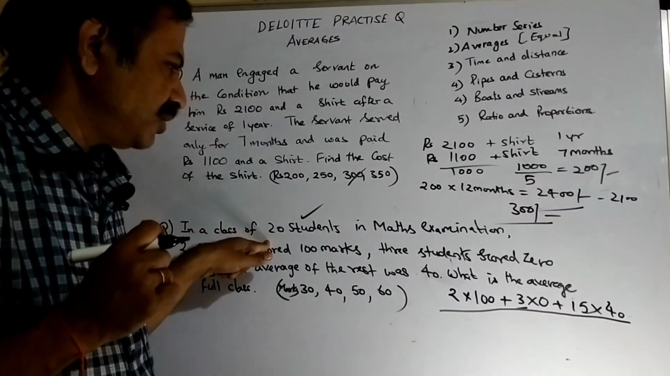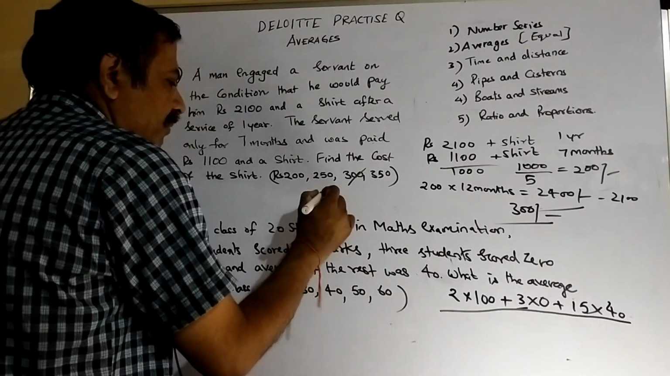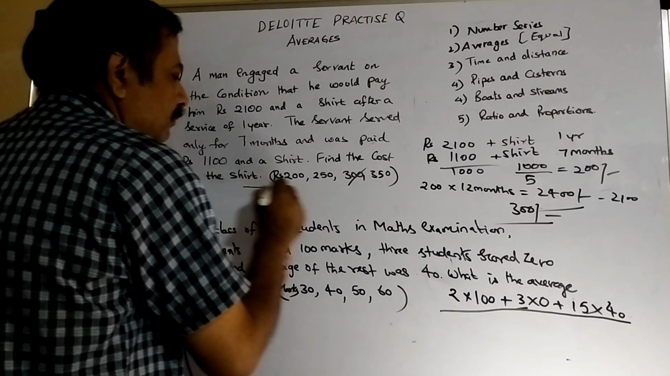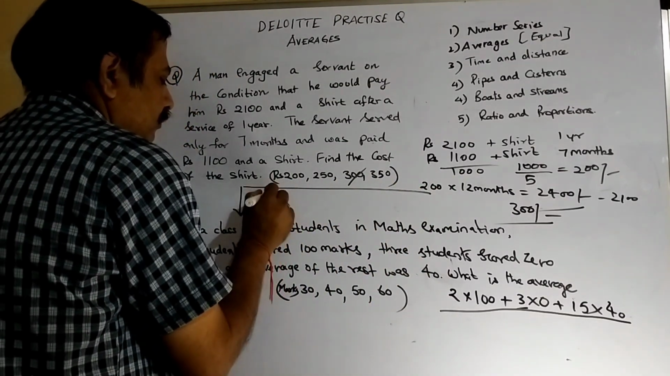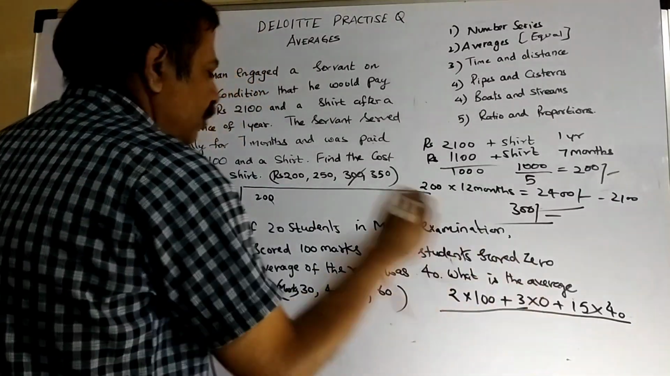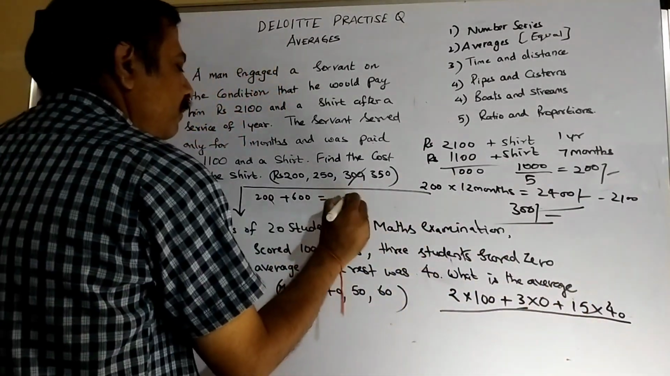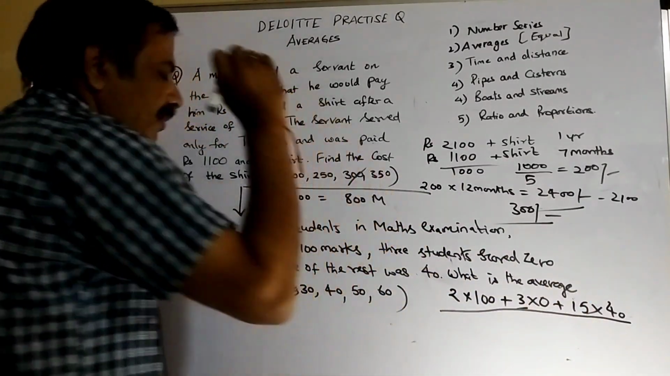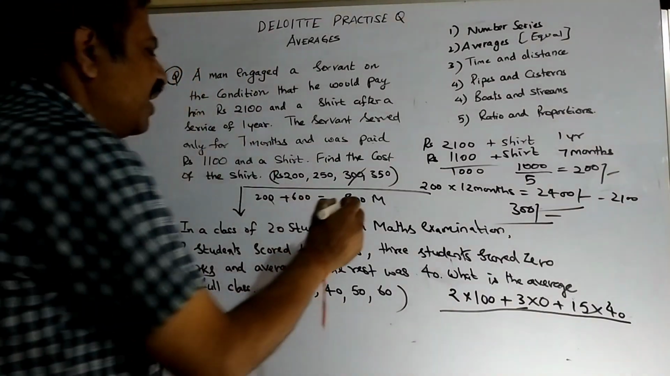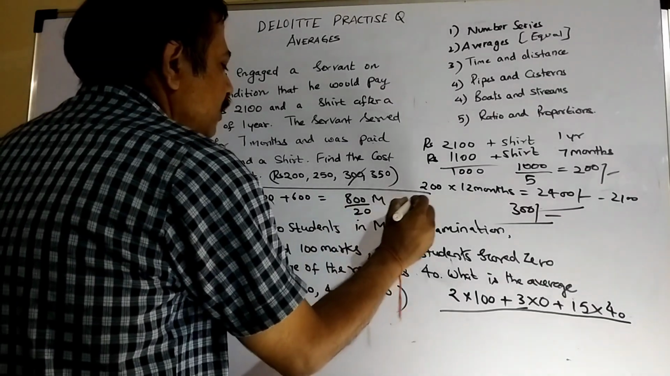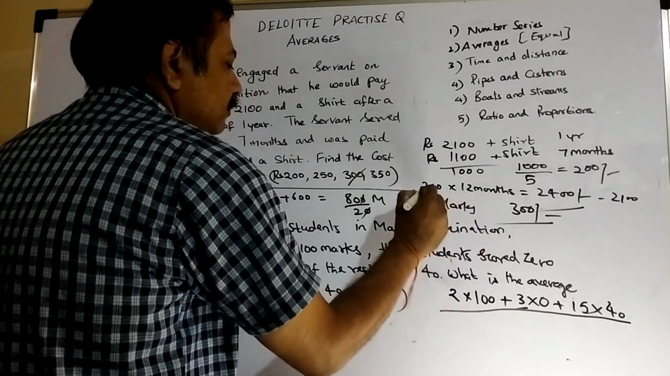In a class of 20 students, 2 students scored 100 marks, so 200 marks, plus 0, plus 15 fours are 60, so 600. Total 800 marks, dear friends. So what is the average of the full class? How many are there? 20 members. 2 40s are 80.